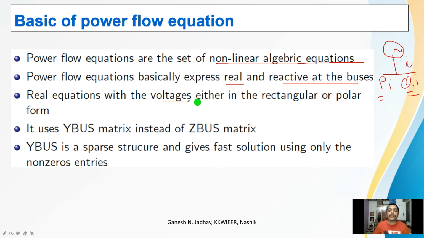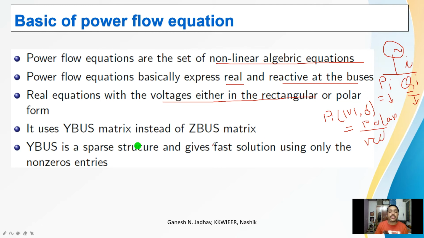Real equations with the voltage either in rectangular form or polar form. So the PI equation and QI equation are in terms of voltages. This PI equation is a function of the magnitude of voltage and the angle delta. So this equation may be in the polar form, in terms of magnitude and angle, or it may be in the rectangular form, meaning real and imaginary form. So both are possible.